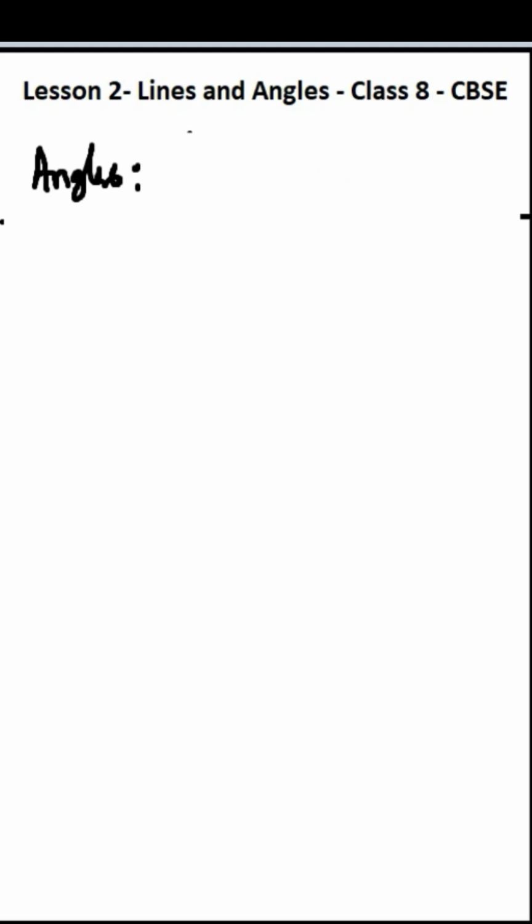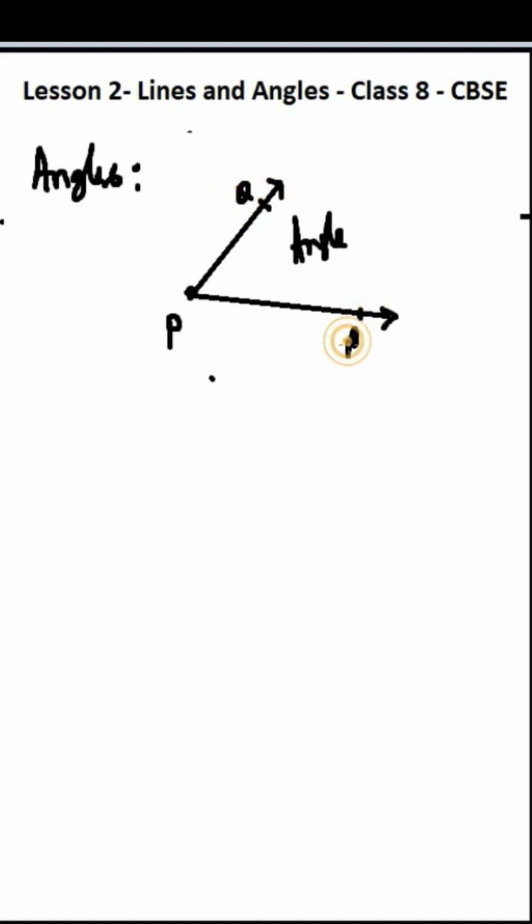Suppose there are two rays. Let me draw a point, say P. From this point P, if two rays are going out, this is one ray and this is one more ray. When two rays start from one point, then an angle is formed. Here there are two rays, PQ is one ray and PR is one ray. So now this entire thing is one angle.